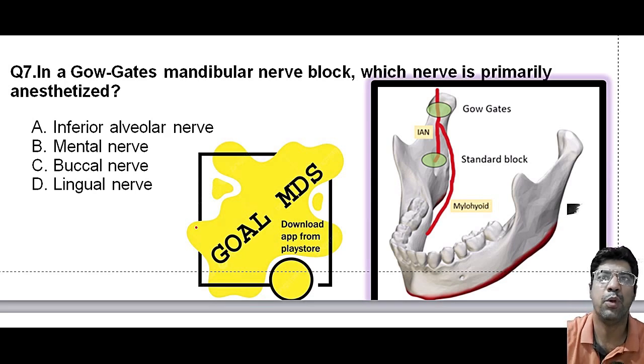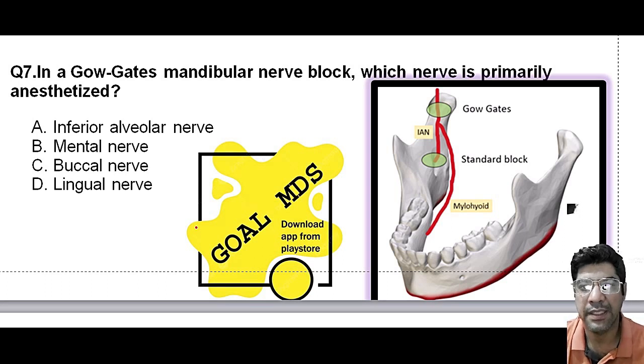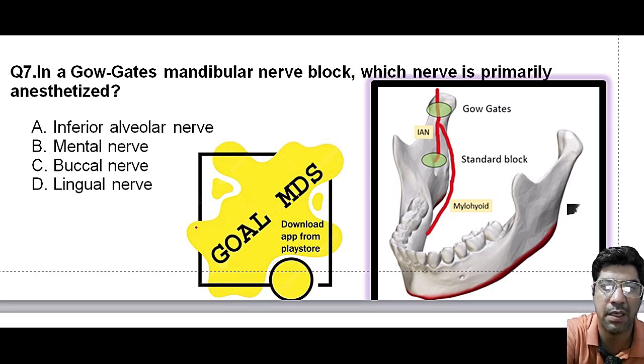In Gow-Gates mandibular nerve block, which nerve is primarily anesthetized? So we know the Gow-Gates mandibular nerve block is a technique used to achieve profound anesthesia of the entire mandibular nerve division. The main target of this block is the inferior alveolar nerve, which provides sensory innervation to the lower teeth and surrounding structures in the mandible.